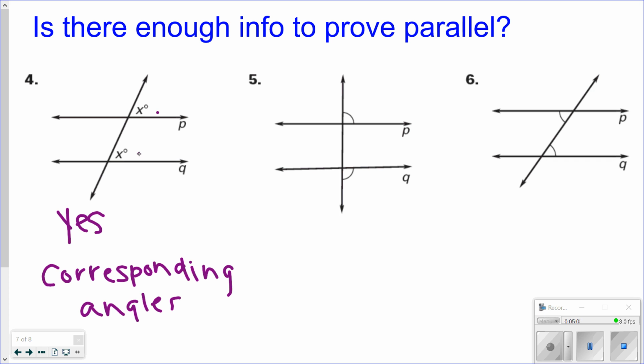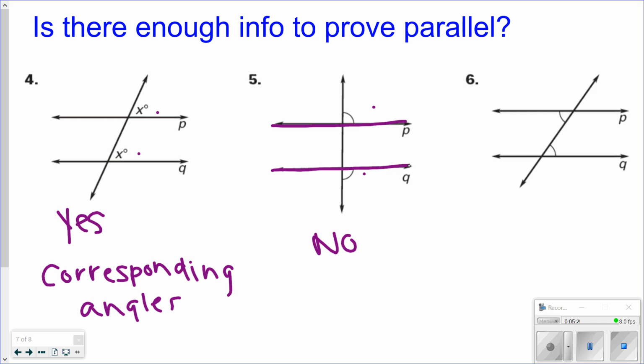How about number 5? Is there enough information here? Yes or no? The answer is no. These are none of our special cases, so we don't know anything about these angles, even though they are the same, they're congruent. That is not one of our ways to prove that these lines are parallel. So our answer is just no.